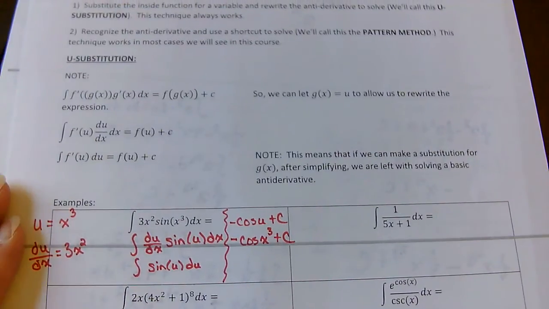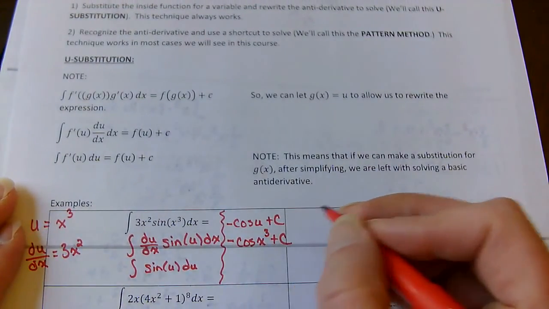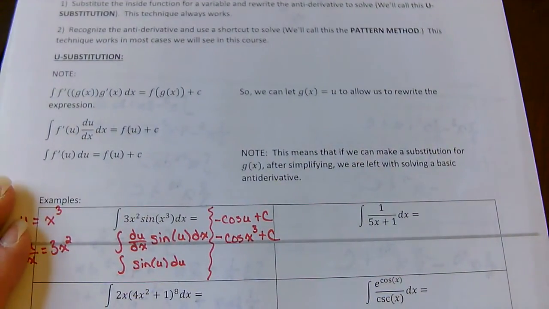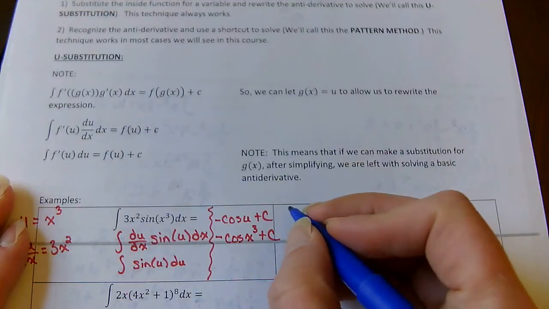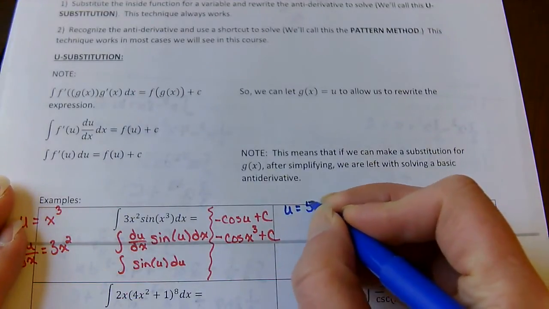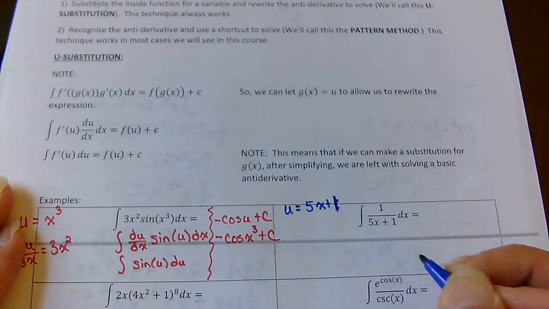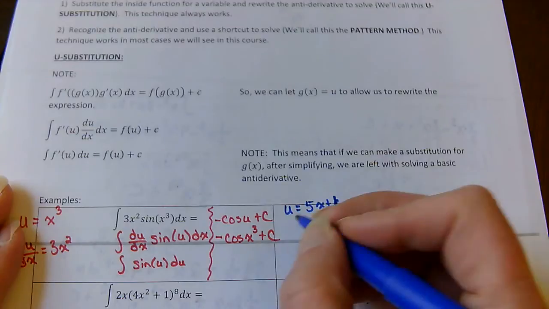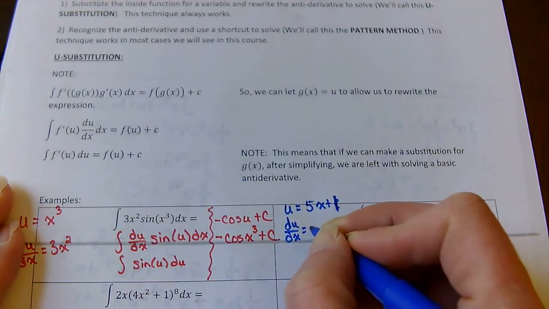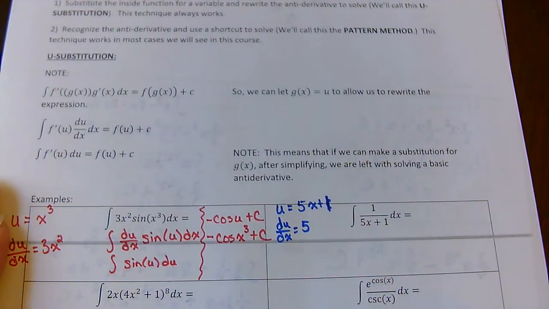What about here? What could I let be u? Well, I am thinking, I'm going to use a different color, of that 5x plus 1. Not really loving it. Plus 1. So du dx would be 5. Right?